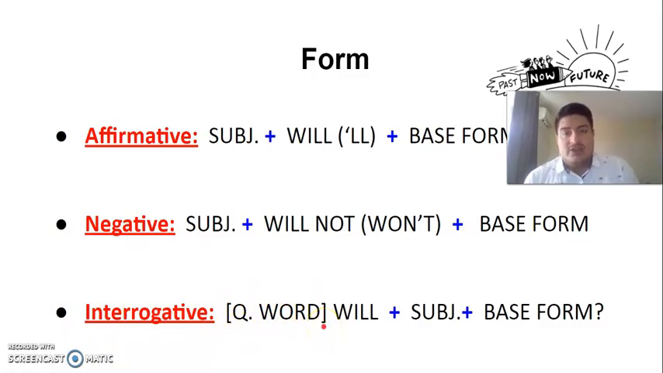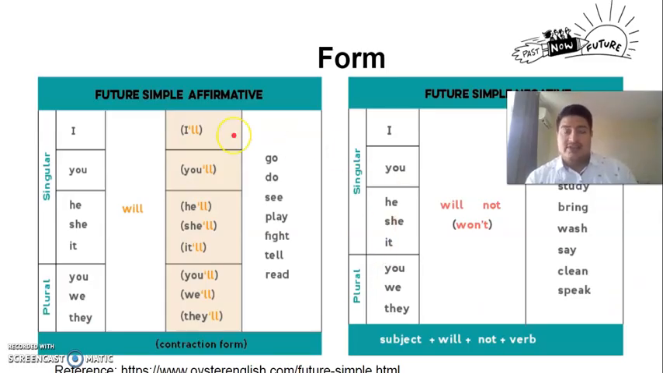If it is a WH question, it is the WH word, will, plus subject, plus base form of the verb, and of course the question mark. If it is a yes/no question, you need only will plus subject plus base form and the question mark, of course. Here we have more examples about the form.